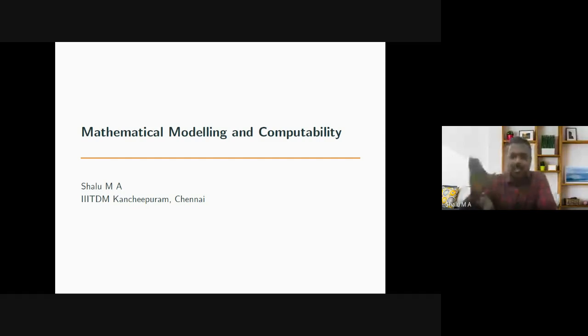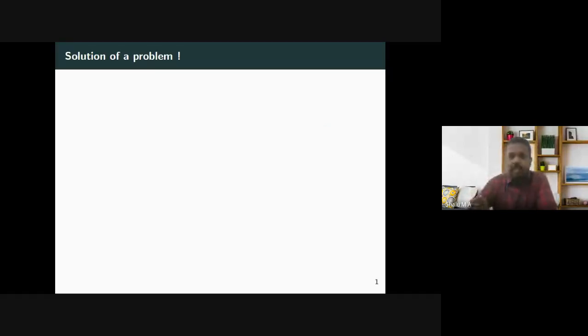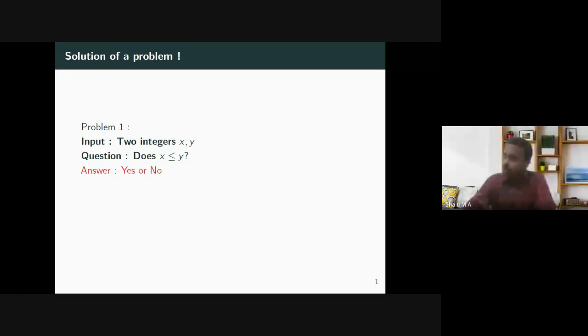So let me start with a high school problem. There are going to be only two of this nature, and then we slowly increase the complexity. The problem is very simple. We have an input of two integers, or real numbers, say x and y. The answer is going to be yes or no.